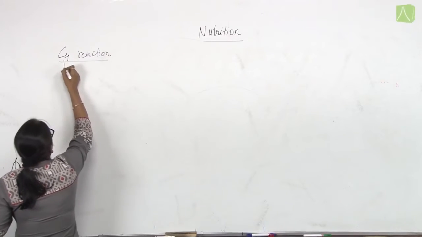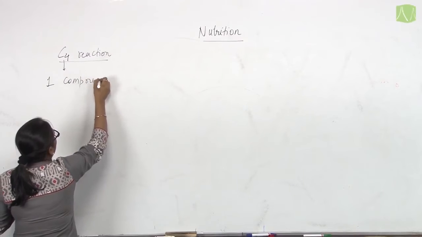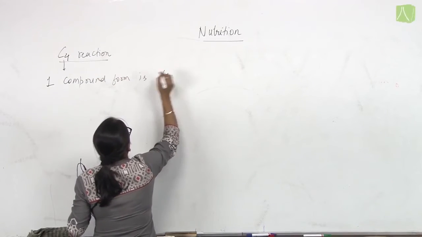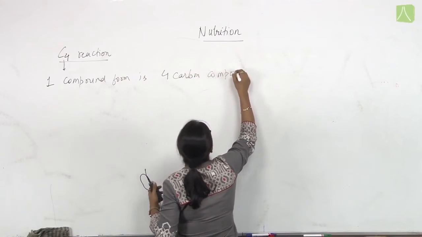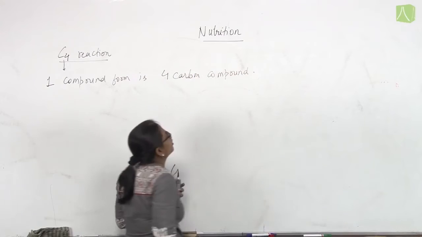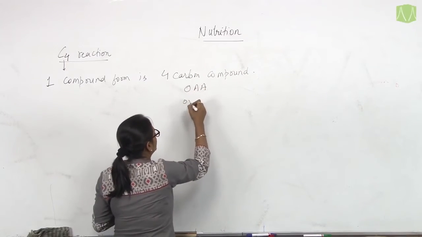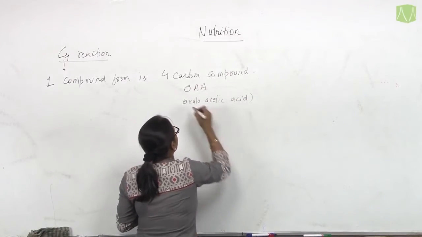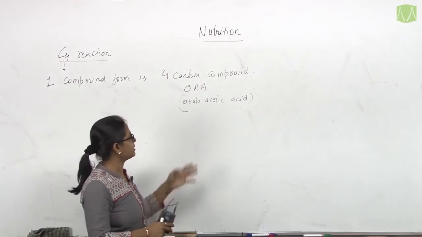Now in the C4 reaction, the first compound formed is a 4 carbon compound, that is oxaloacetic acid. This is the first compound formed, a 4 carbon compound known as oxaloacetic acid.